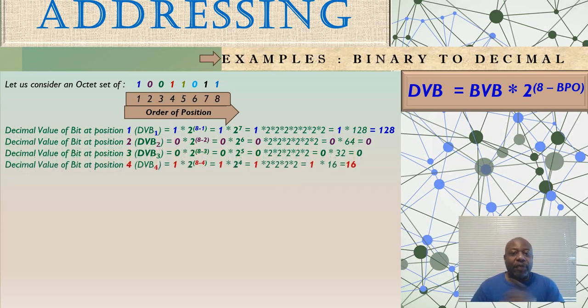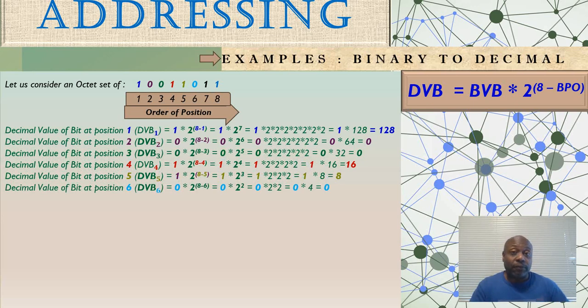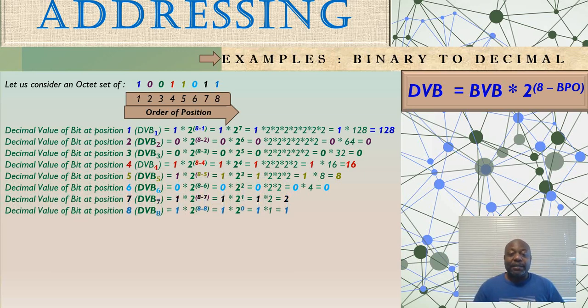Fourth bit, the red bit, the value is 1. The binary value is 1. So it's going to be 1 times 2 at the power of 8 minus 4. We do the math, we get 16. The fifth bit, when we do the math, we get 8. The sixth bit, which is 0, decimal value is going to be 0. The seventh bit, the black one, the value is going to be 2. And the last bit, the value is going to be 1. So this is how we get the decimal value of each bit in the octet.